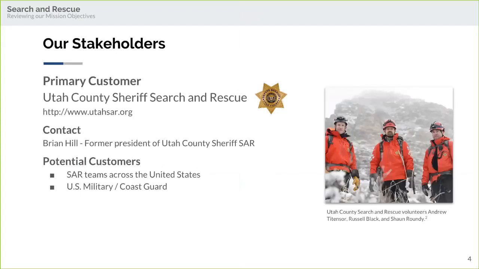It was brought up in our MCR that another potential stakeholder would be a lost hiker. However, many lost hikers have reported that they've heard helicopters fly overhead and haven't been seen, and so we decided to focus our attention on the search and rescue teams who are actually performing the operations.